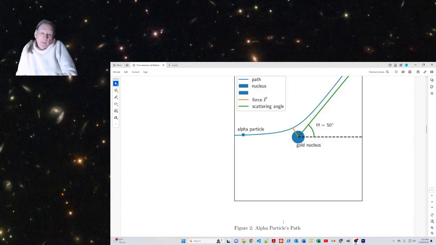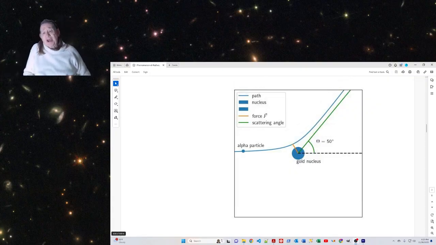You can see the alpha particle on the left, the gold nucleus in the center. The orange line is the force vector, the vector of the electrical force pushing on the alpha particle when it's at that point where the orange line intersects the blue line. The green line is the scattering angle, and in this picture it's about 50 degrees.